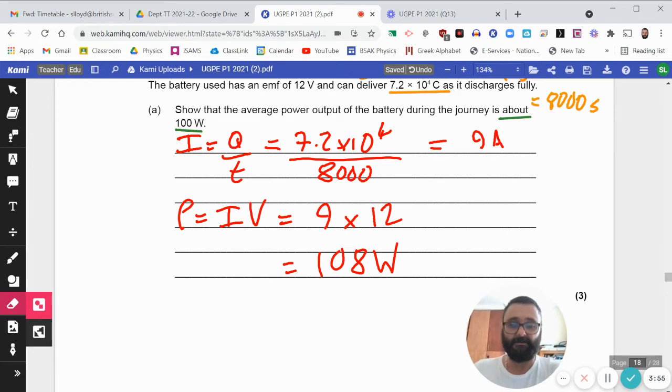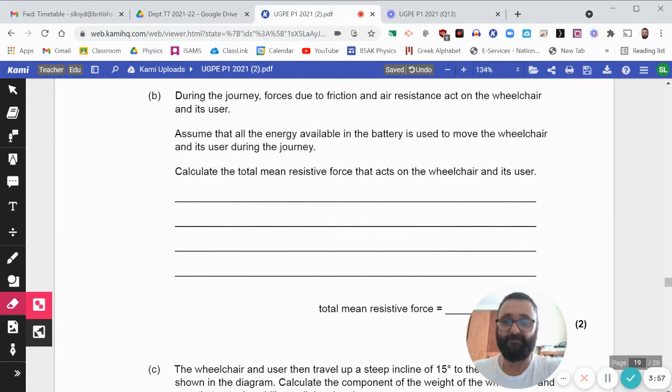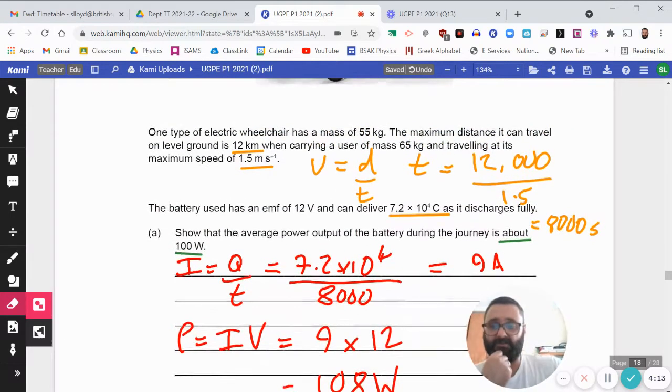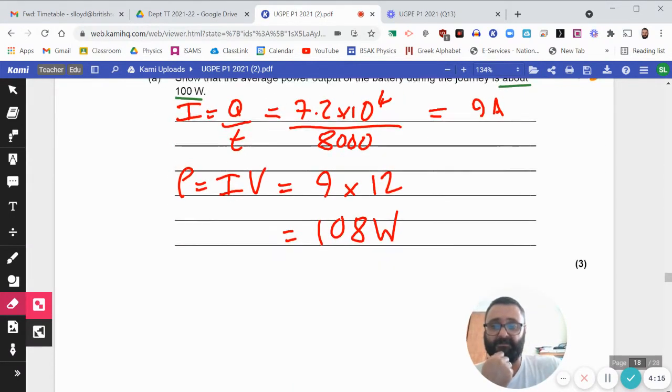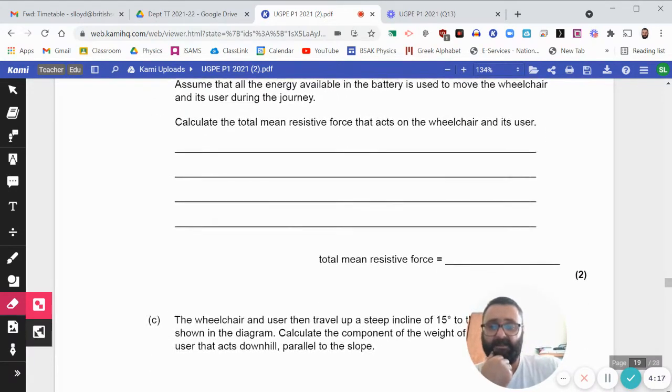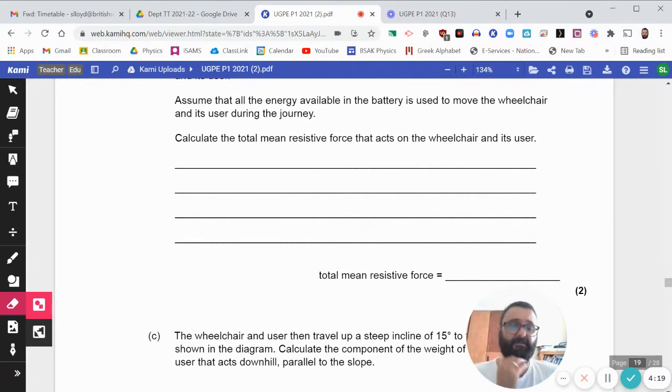Right, there you go. During the journey, there is a force due to friction and air resistance acting on the wheelchair. Assume that all the energy available in the battery is used to move the wheelchair forward. Calculate the total mean resistive force. Right, so it's going to move at a constant speed, because it says that at the start, doesn't it? A constant speed of 1.5 meters per second on level ground. Calculate the mean resistive force.